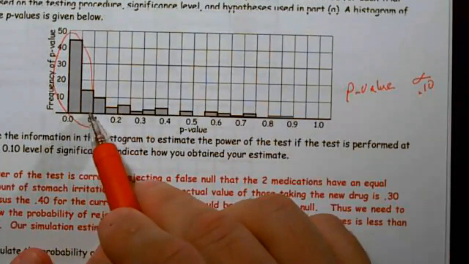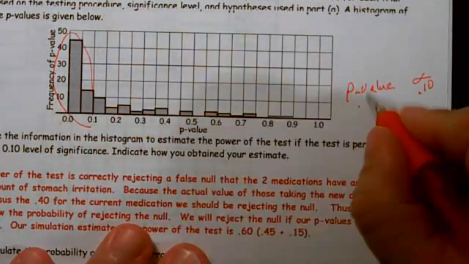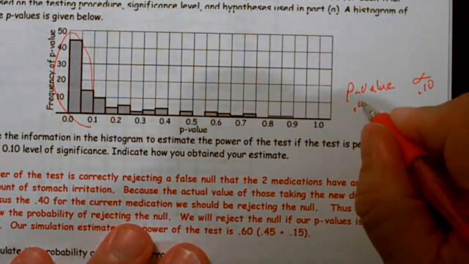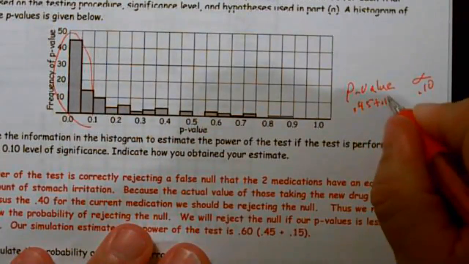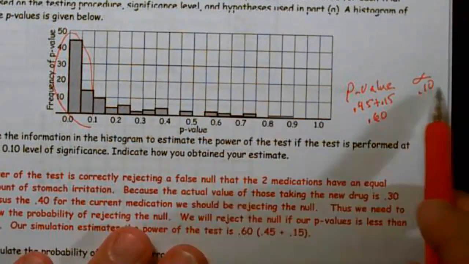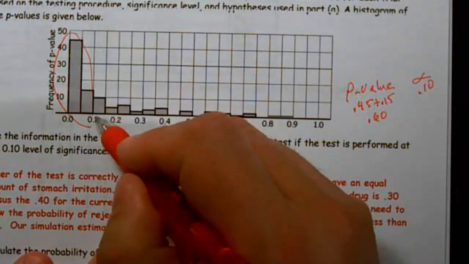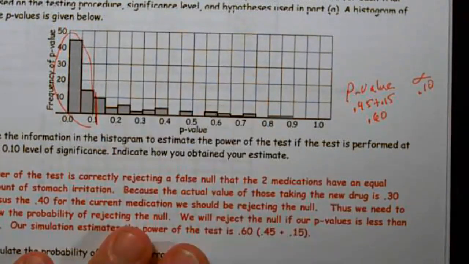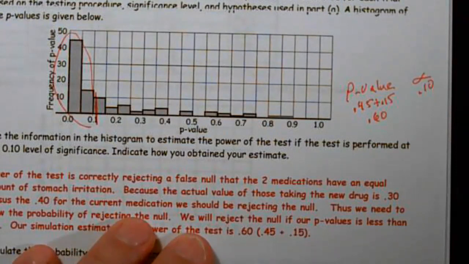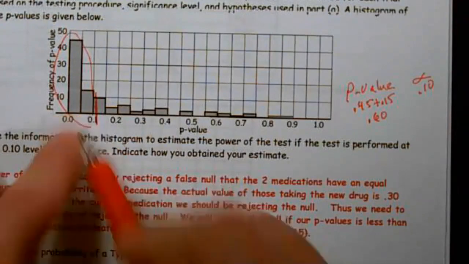Well, how many times did they happen? That happened for 0.45 plus, I'm going to call it 0.15. All right, so this p-value happens 60% of the time. And the reason I know it's less than alpha is because I look here, and anything less than 0.1 would be acceptable.